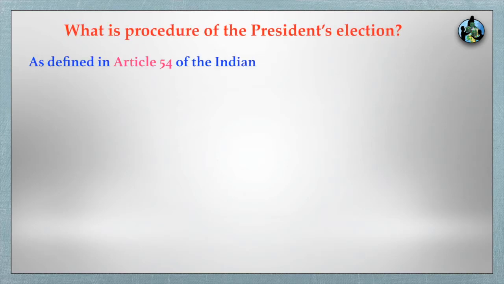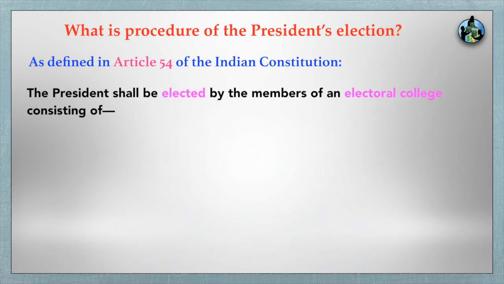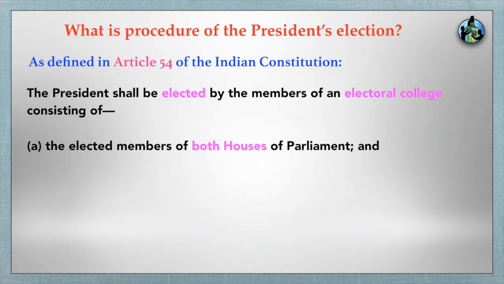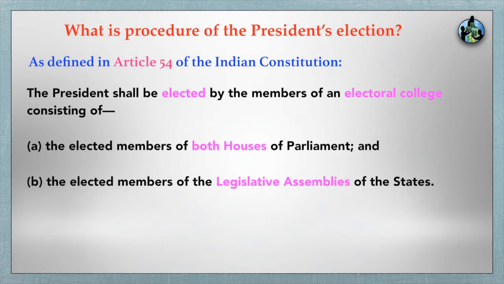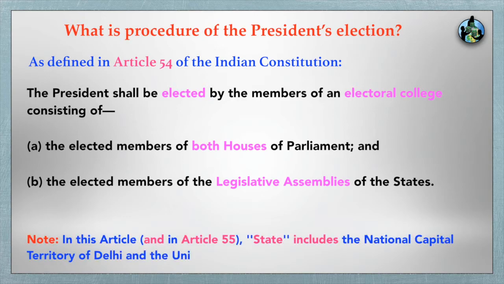As defined in Article 54 of the Indian Constitution, the President shall be elected by the members of an electoral college consisting of the elected members of both houses of Parliament and the elected members of the legislative assemblies of the states. Note, in this article and in Article 55, the meaning of a state includes the National Capital Territory of Delhi and the Union Territory of Pondicherry.